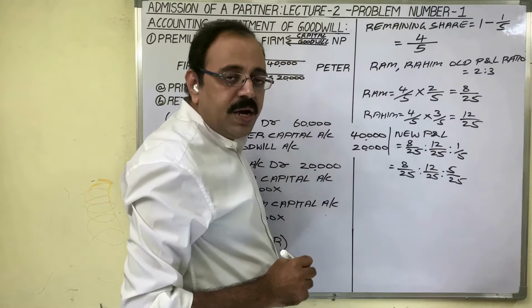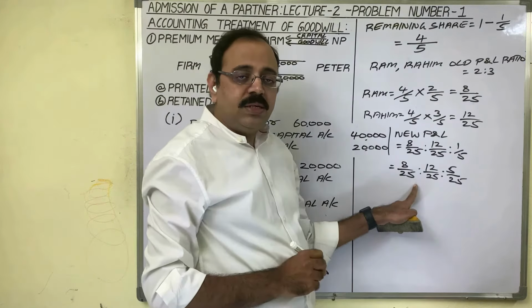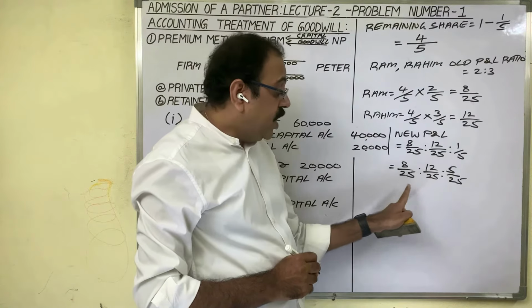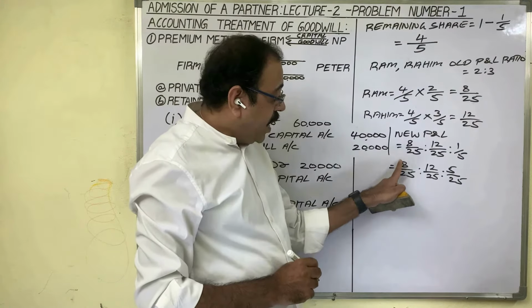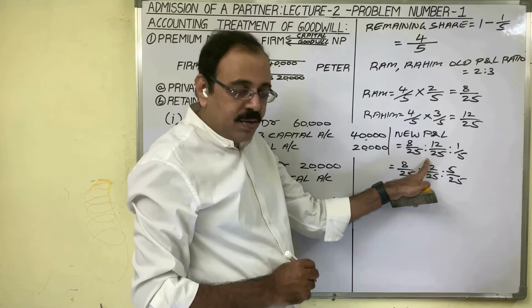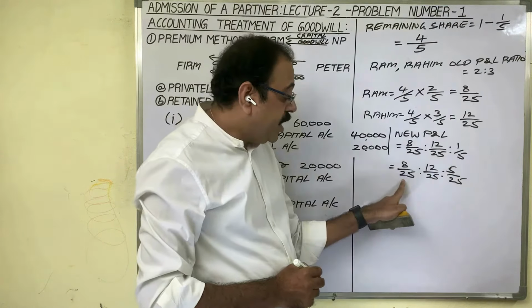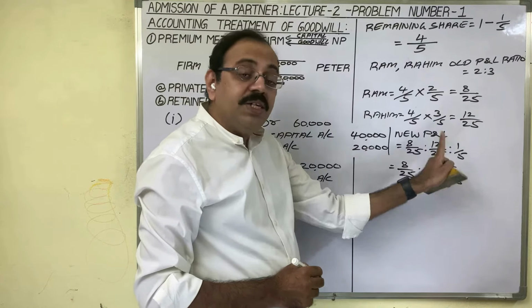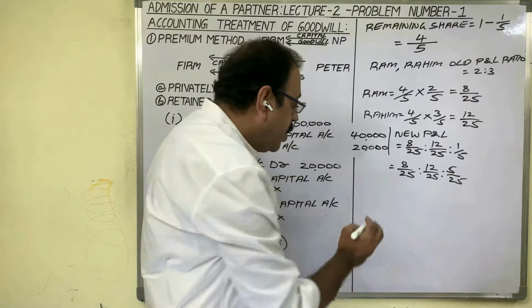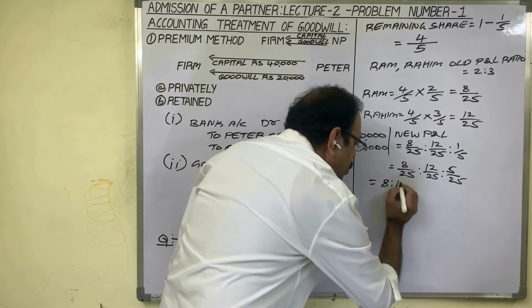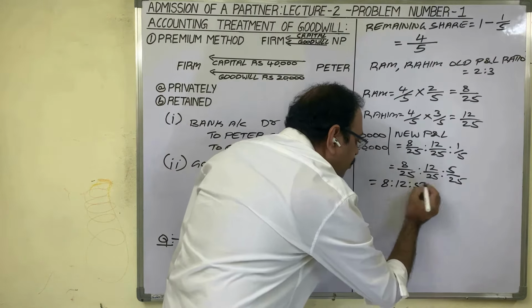How to confirm that what you did is correct? If you add all these numerators, this denominator should come. 8 plus 12, 20. 20 plus 5, 25. As the denominator is coming, our calculation is correct. Therefore, the new profit and loss ratio is 8 is to 12 is to 5.